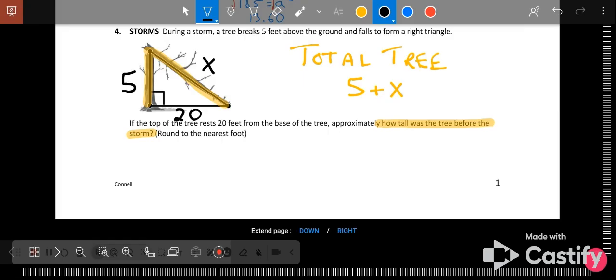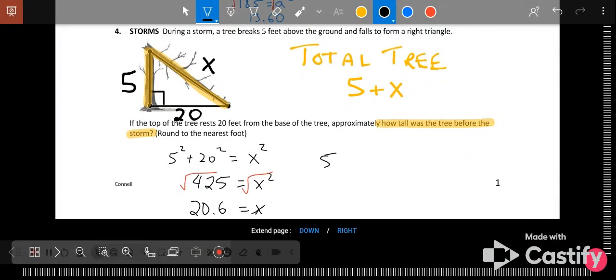And so first let's figure out x. I want to do 5 squared plus 20 squared equals x squared. And again, you might just want to type 5 squared plus 20 squared in a calculator, and you get that 425. And now we need to square root both sides, so we do that. And we get that x is 20.6, rounding to a couple decimal places. But this one does say round to the nearest foot.